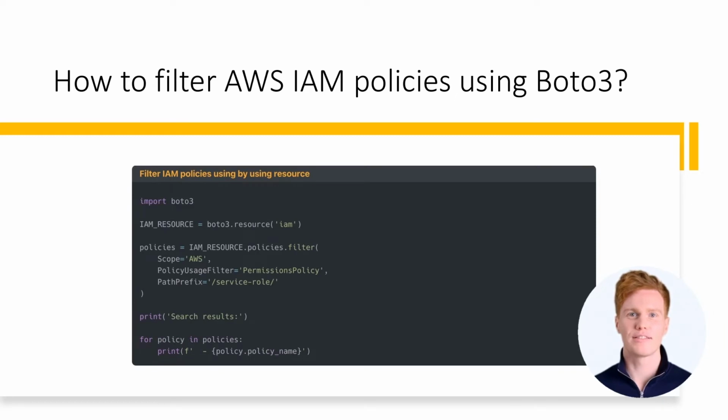To filter IAM policies available in your AWS account, you need to use the filter method of the policies collection of the IAM resource. This method allows you to filter by the following criteria. The scope: this is the policy scope, which might have the following values: all, AWS, and local. The only attached argument allows getting attached or detached policies. The path prefix argument searches policies by the common path prefix. And finally, the policy usage filter specifies the policy type, permissions policy or permissions boundary. In this example, we filter AWS permission policies by the common path prefix service role.